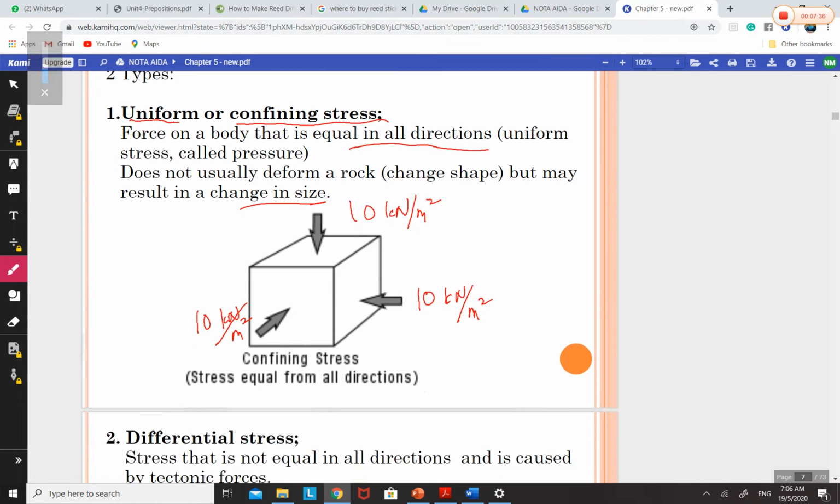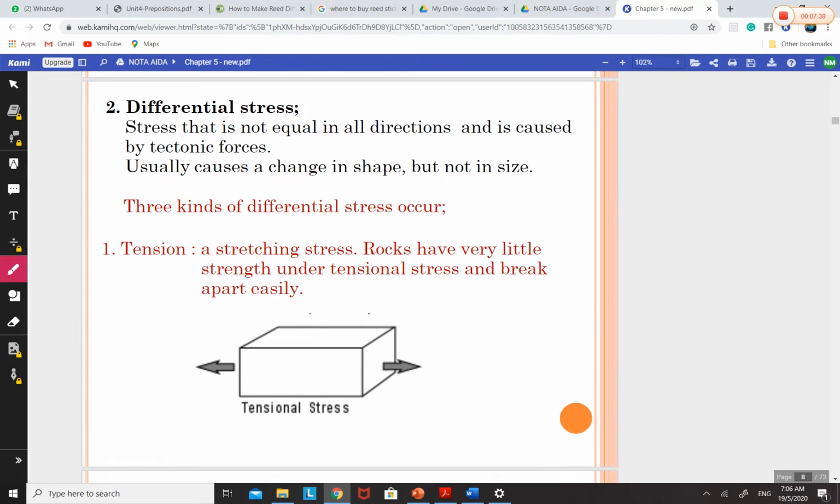And then what is the other stress? The other stress is the differential stress. Since the term is differential stress, it means the amount of stress is not equal in all directions. It is caused by tectonic forces during tectonic movement, and usually it will change in shape but not in size, since it receives different amounts of stress.